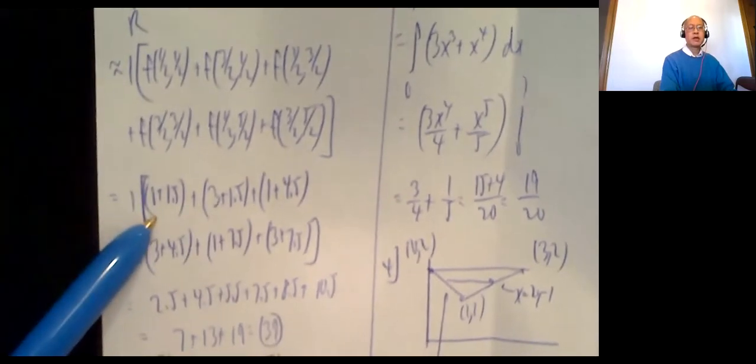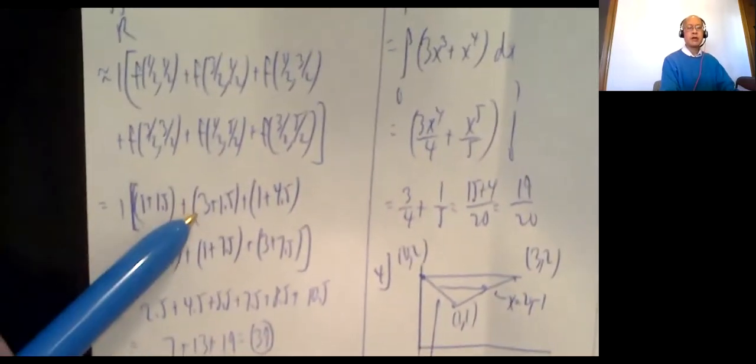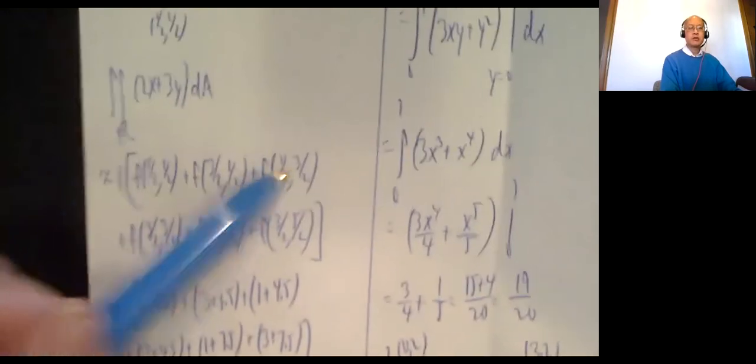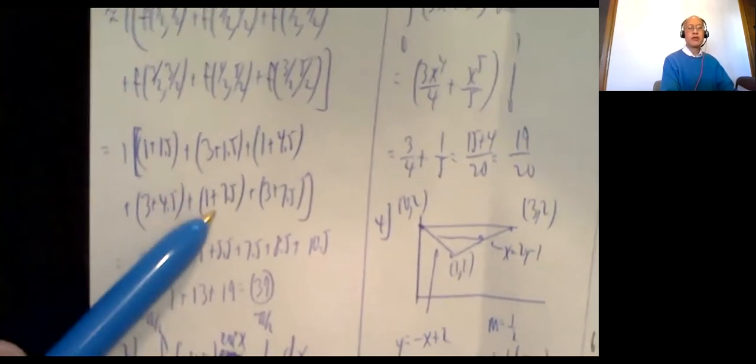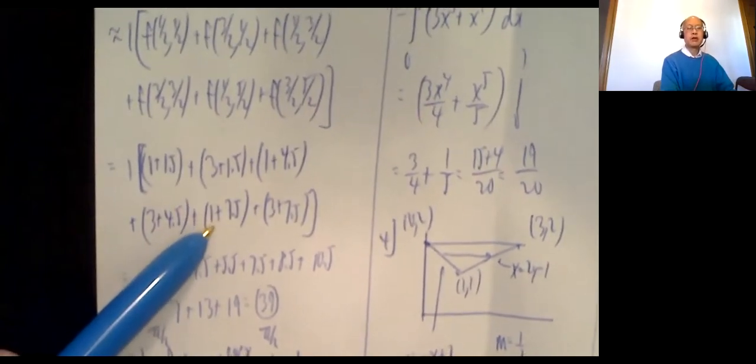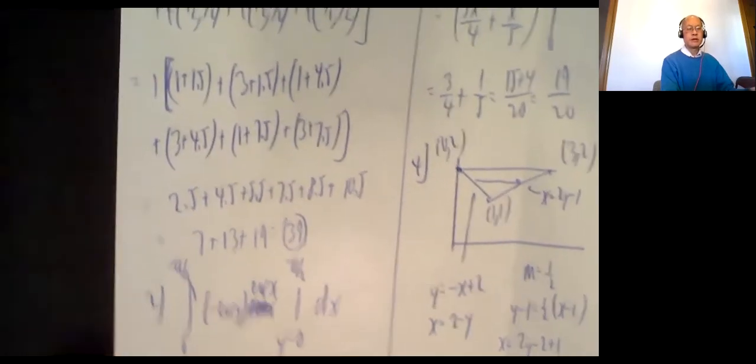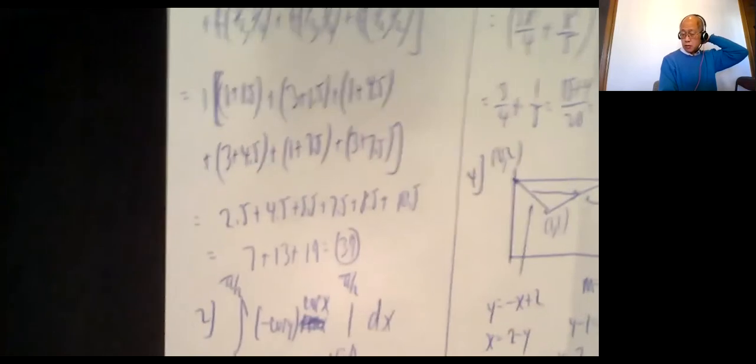Okay, so I plug into 2x plus 3y. If you plug that in, it's 1 plus 1.5. Plug that in, 3 plus 1.5. Plug into that, 1 plus 4.5. Plug that in, 3 plus 4.5. Plug that in, 1 plus 7.5. Plug that in, 3 plus 7.5. Final answer is 39. And I believe, I'm not sure about this, but I think if you actually integrate, the answer was 39. But I'm not positive in that. It doesn't really matter for this problem.